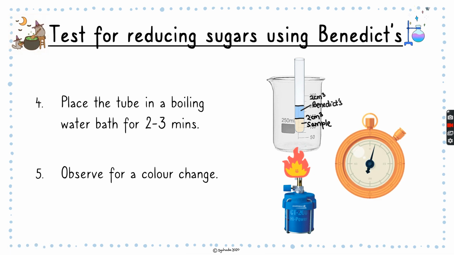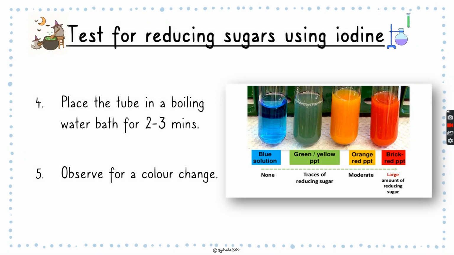So you have to heat that up in a water bath for around 2 to 3 minutes, or even about 5 minutes, but not more than that. Otherwise, you might burn your sample. So after you place it in that water bath for 2 to 3 minutes, you're going to observe a color change. If you see that your solution remained blue, this means that there's no reducing sugar present.